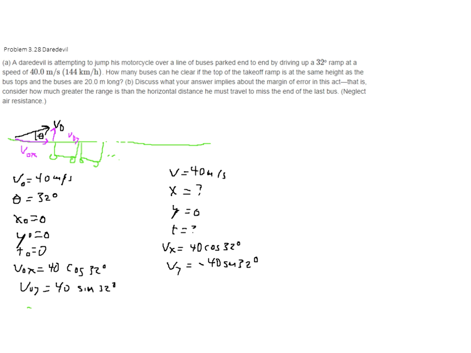All right, so we want to know how many buses it can clear. So how many buses means we need to find X. So this is our target variable.